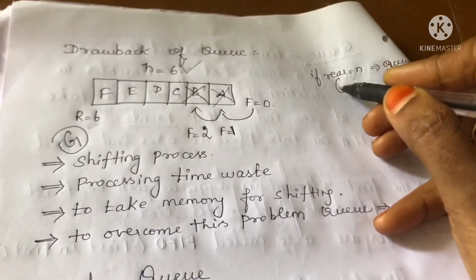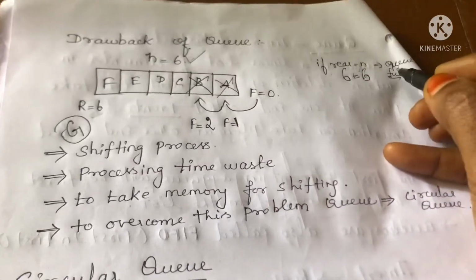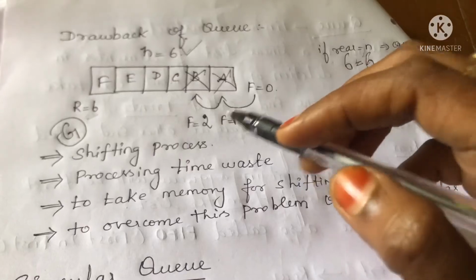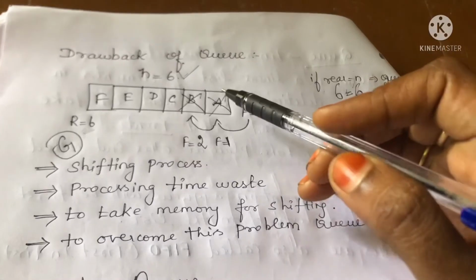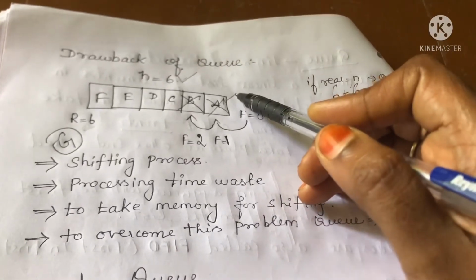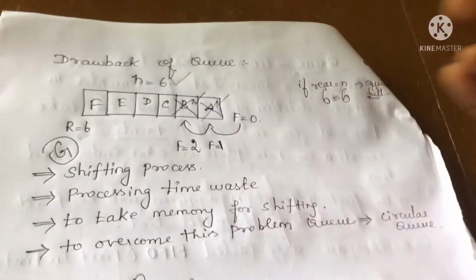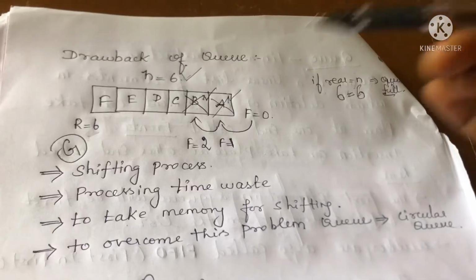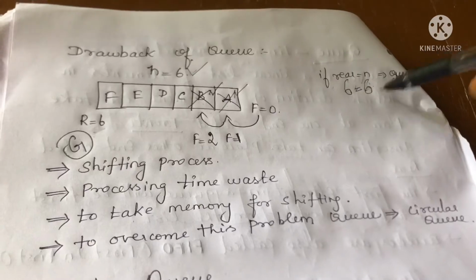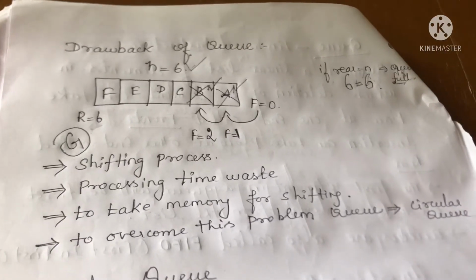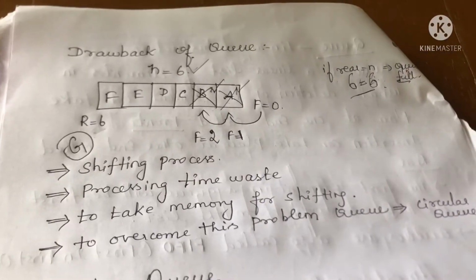Rear value is also 6. N value is also 6. So the condition is true. Q is full. At this time we can't add one more item to the Q. But when we check manually, this place is also empty because we removed the element A. At the same time, here also we removed the element B. So these two places are now empty. In this condition we can't represent that this place is empty, because rear and n values are equal, which means Q is full.